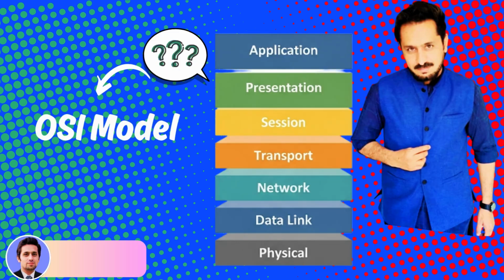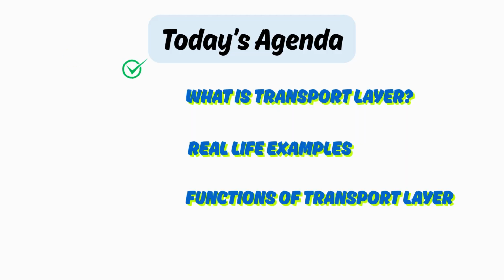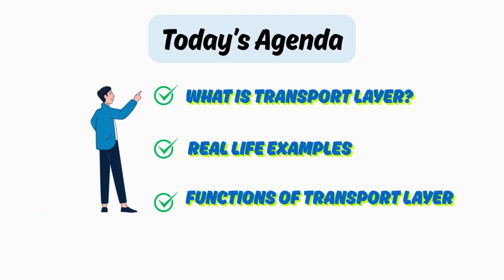Today we are diving into one of the most critical parts of the OSI model, the transport layer. Whether you are sending a WhatsApp message, streaming a YouTube video or playing an online game, the transport layer is quietly working behind the scenes to ensure your data gets delivered accurately, in the right order and without overwhelming the system. In this video, I will explain what the transport layer is, its functions, and will give you some real life examples to make it super easy to understand.